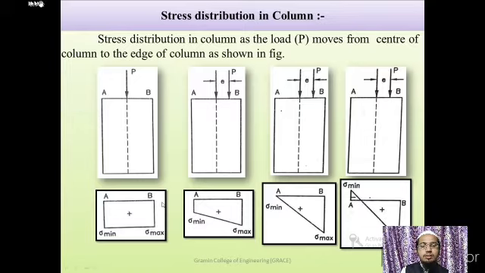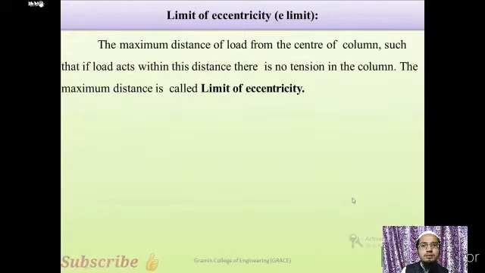So likewise, based on the movement of the loading from the central axis towards the edge of the column, the stress distribution will change. Now what is meant by this limit of eccentricity?